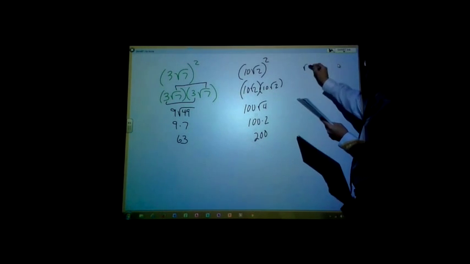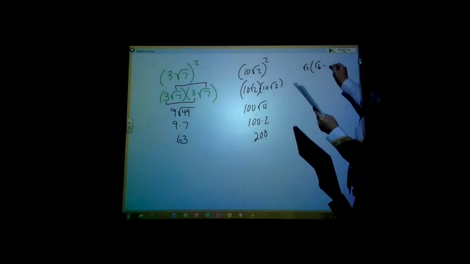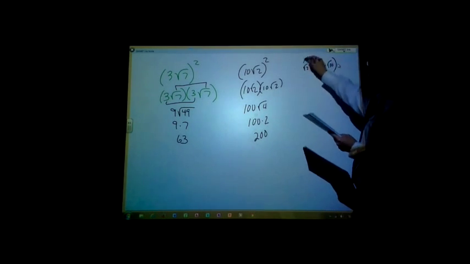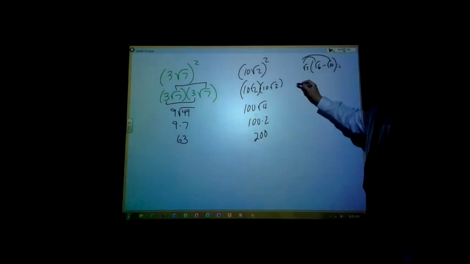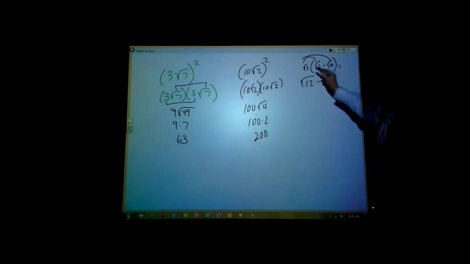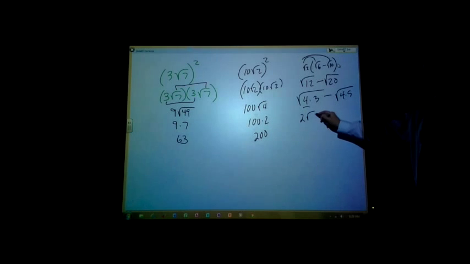Number 9, we have root 2 times the quantity root 6 minus root 10. I'm going to distribute here and here. What is root 2 times root 6? Root 12. Minus, what is root 2 times root 10? Root 20. Does 12 have a perfect square part of it? You're saying that's 2 times 6, but what else is it? 4 times 3. What about 20? 20 is 2 times 10, but what else is it? 4 times 5. Square root of 4 is 2, so I get 2 square root of 3 here, minus square root of 4 is 2, so I get 2 root 5.